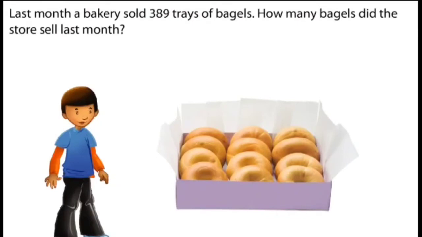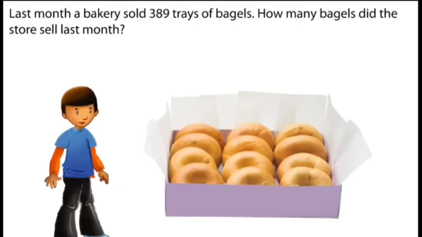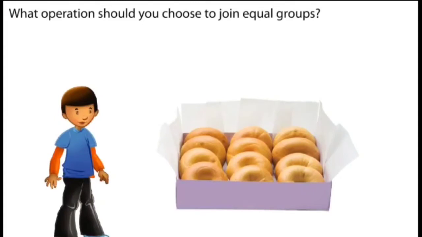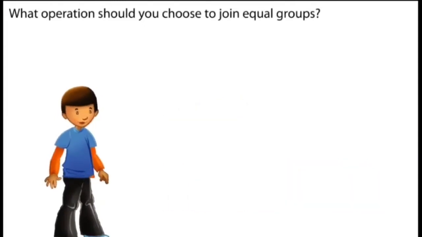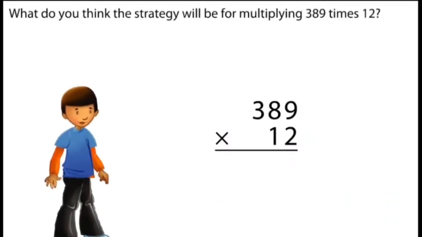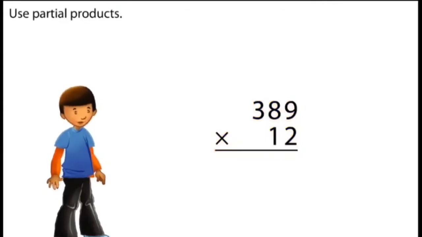Last month, a bakery sold 389 trays of bagels. How many bagels did the store sell last month? What operation should you choose to join equal groups? Multiply 389 and 12 since you are joining equal groups. What do you think the strategy will be for multiplying 389 times 12? Use partial products.